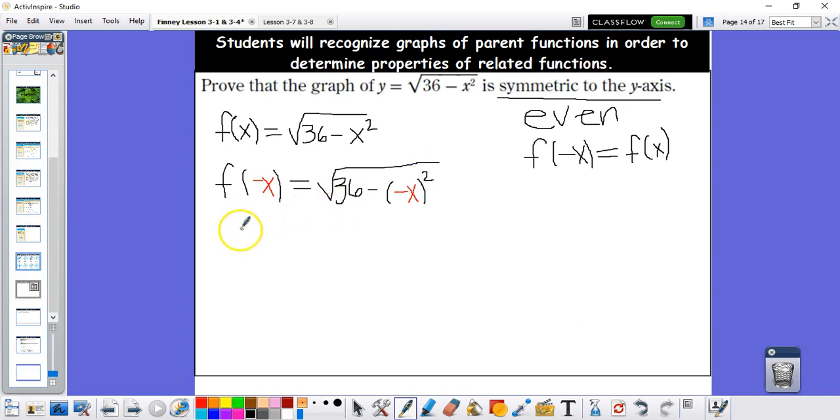Alright, so now when I evaluate this, f of negative x, what does that equal? Does anything happen to the 36? No. So it's still going to stay the square root of 36. So we've got 36 minus, what is negative x all squared? Just x squared. So are these the same? Is the original function and our f of negative x, are they the same? Heck yeah. So there's your algebra that shows they're even.